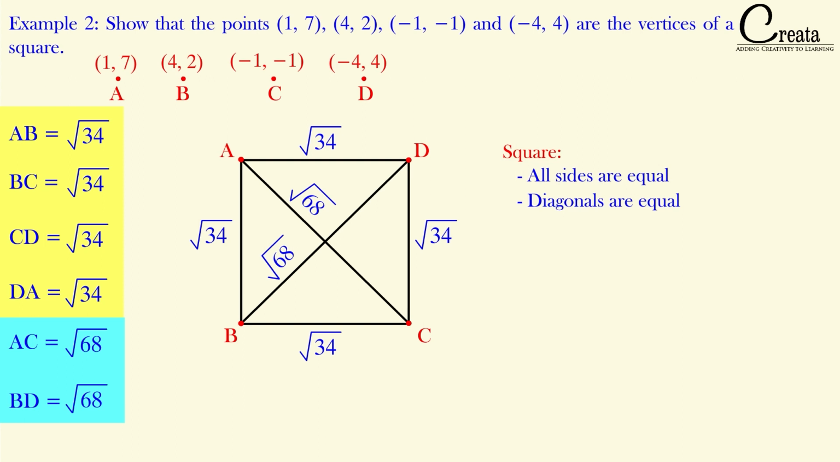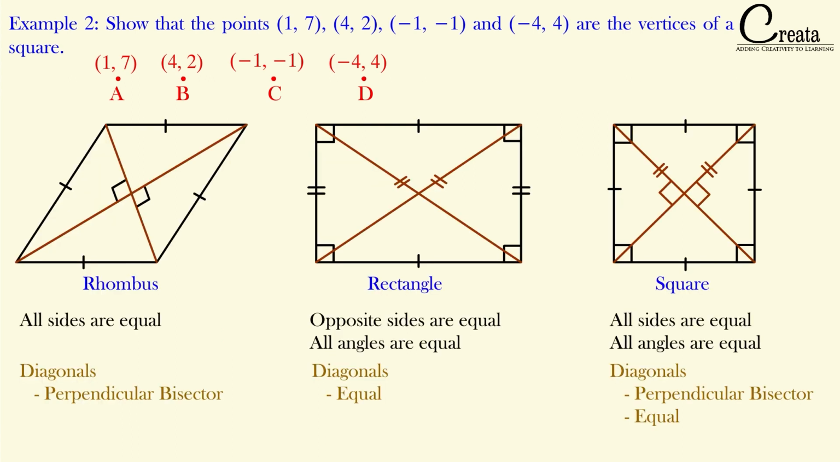Got it? All the sides are equal, it means it is not a rectangle. It can be a rhombus. But in a rhombus, the diagonals are not equal. Diagonals are equal in a rectangle as well as a square. But in a rectangle, all the sides are not equal. So the only criteria that is matching is the square.